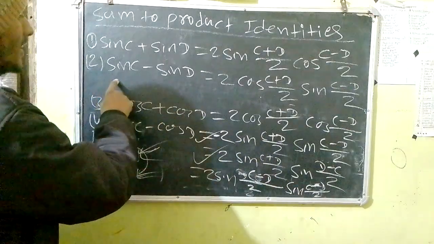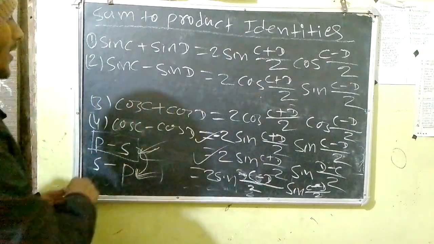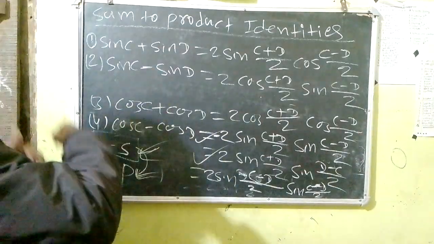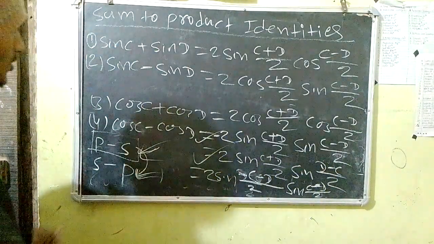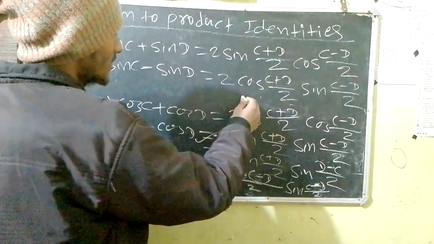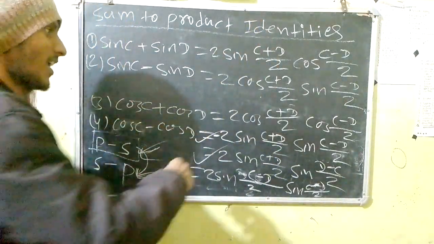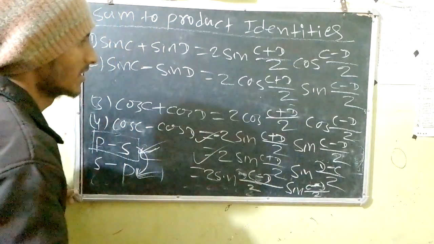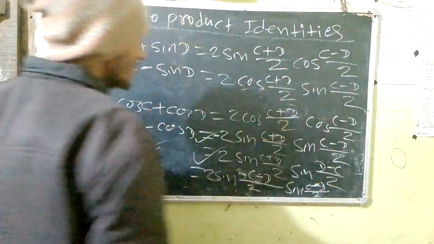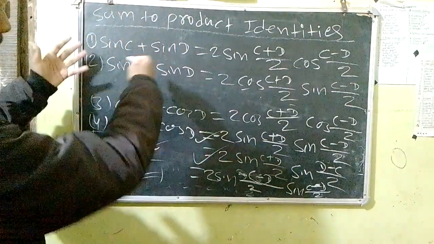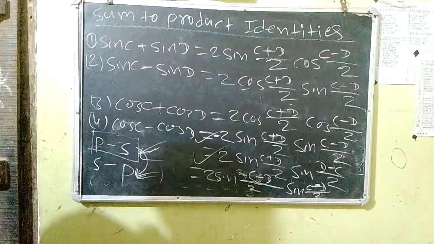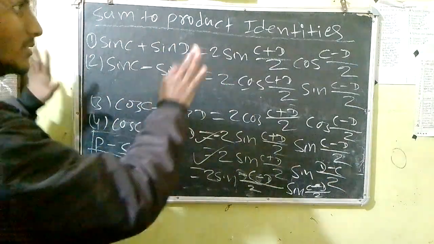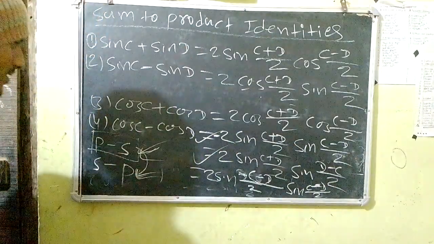And for sine c minus sine d, if you have a minus sign, then it becomes an even better guy than it was previously. And what it does is, it gives cosine's turn first, and then sine's turn next. So cosine c plus d over 2, and sine. So if we put a minus sign, they become even more positive. Okay. By positive, I mean positive in quality.